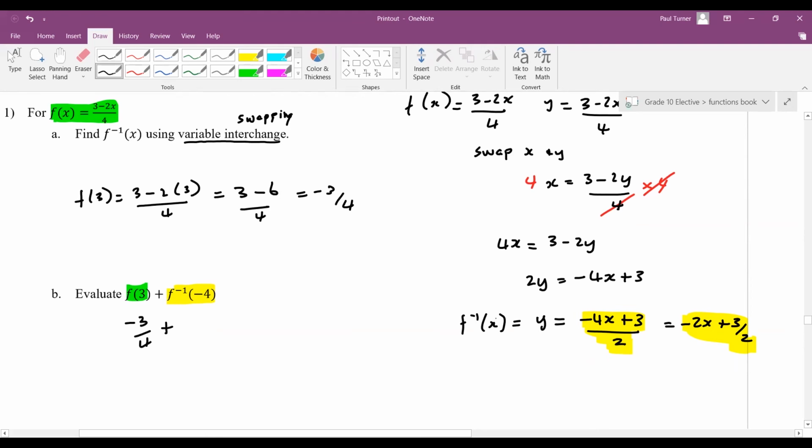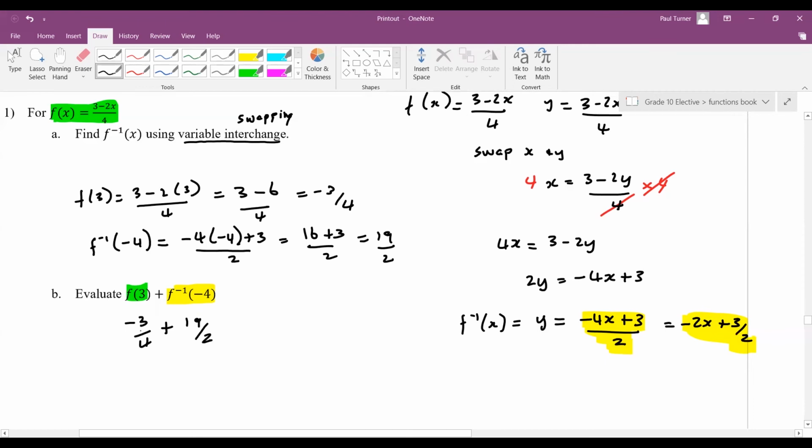Plus, now we're going to put minus 4 into your inverse. So f inverse of minus 4. So put that into there. So minus 4 times minus 4 plus 3 all on 2. So that's going to be 16 plus 3 on 2, 19 on 2. I'll let you work that out yourself, okay? So that's 19 on 2.